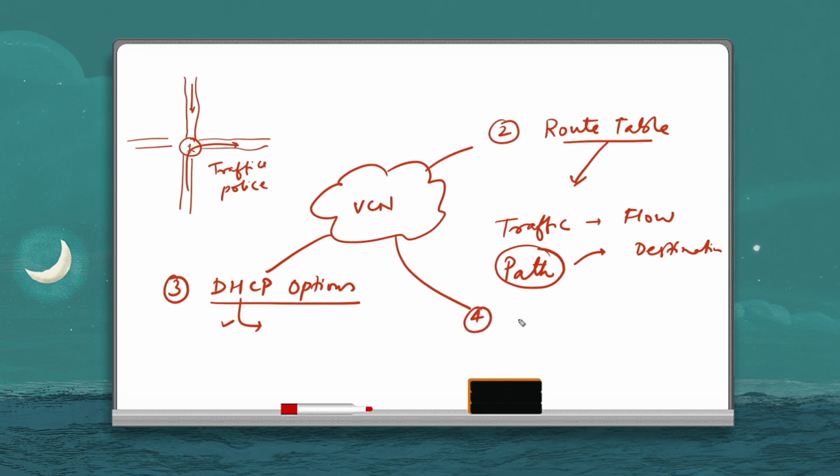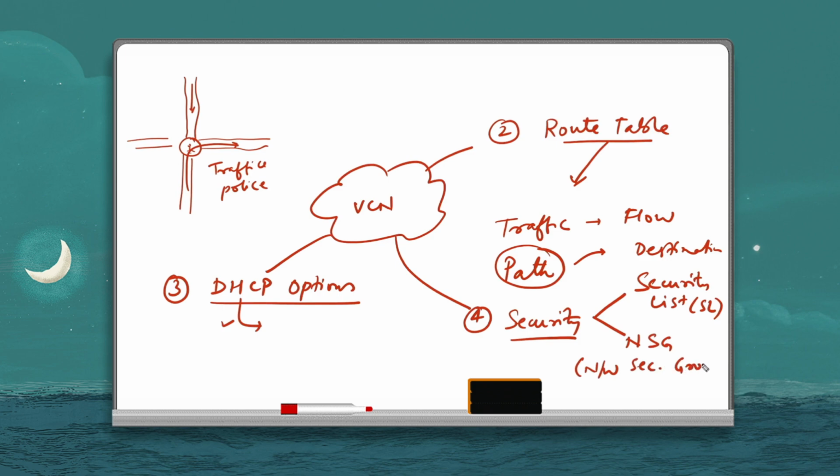And finally, we have the components related to securing the VCN. So there are 2 components here. The first one is security list, and the second component is NSG, Network Security Group. So there are 2 key components when it comes to VCN security.